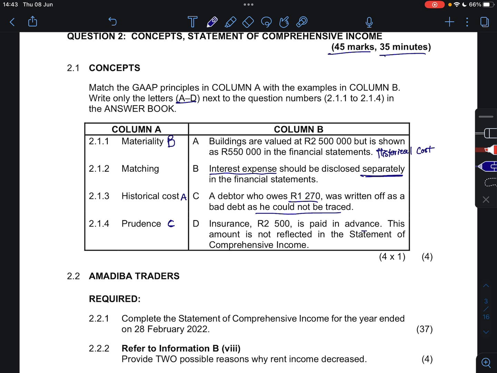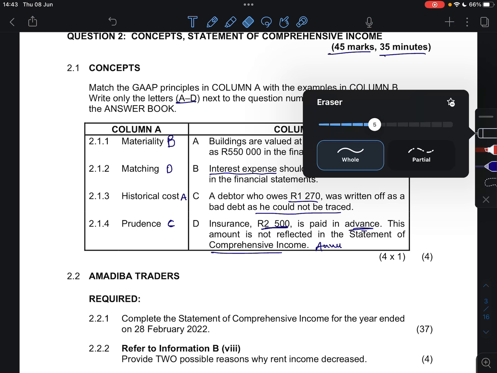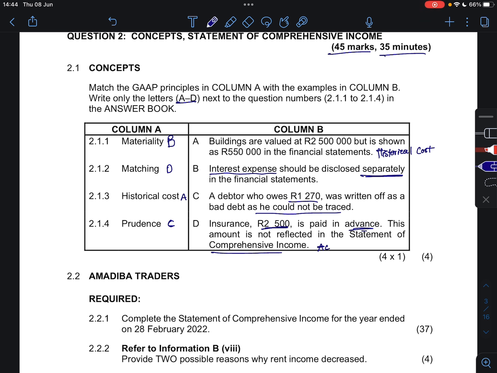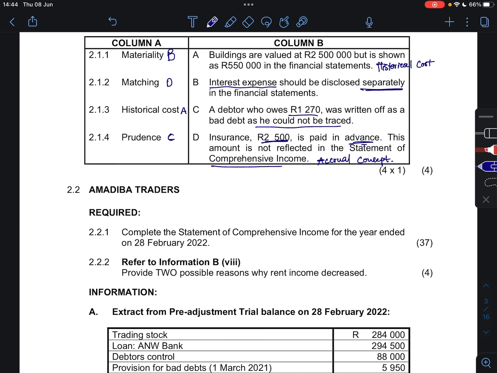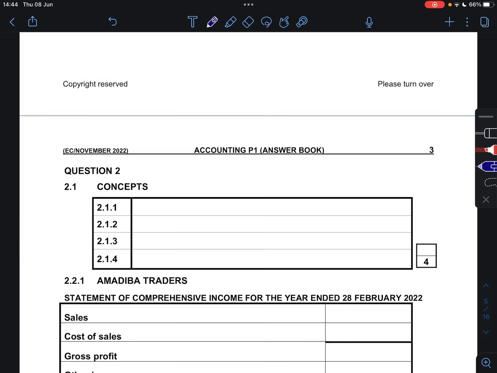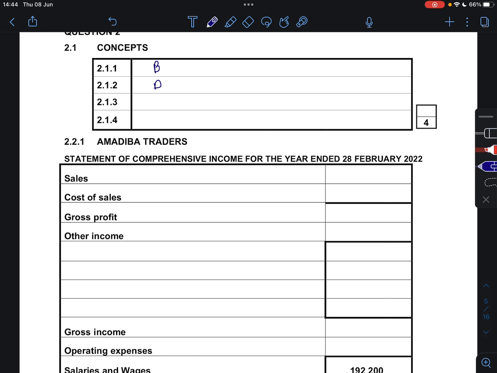All right, and then the only answer that is left out now is D. Okay, so let's read D. D says insurance 2,500 is paid in advance. This amount is not reflected in the statement of comprehensive income. This also goes with your accrual concept in accounting. Okay, so if you have not learned this in grade 11, you will probably talk about it maybe in matric or when you get to varsity if you want to be an accountant. So our answers go as B, D, A, C, and then we can fill that in. It's B, D, A, C.